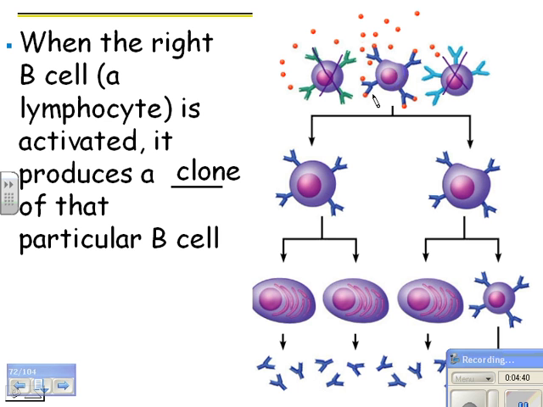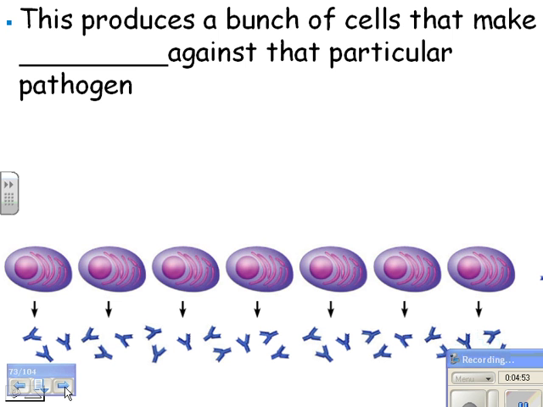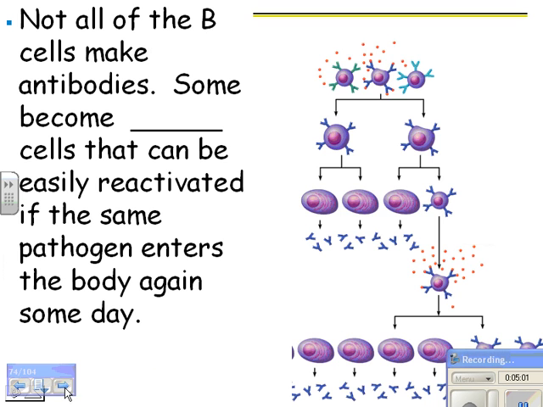When it's stimulated, meaning when it finds the pathogen, it will make a bunch of itself and a bunch more of itself. And these things will make this stuff down here called antibodies. So this produces a bunch of cells that make antibodies against that particular pathogen. Not all of the B cells make antibodies. If you look at this, here's the one you didn't use, here's the one you didn't use. This is the one that was right. It had the right receptors, so you made a bunch of them. Here they are. These are all making antibodies. These are the B cells that are actively working right now to make you well.